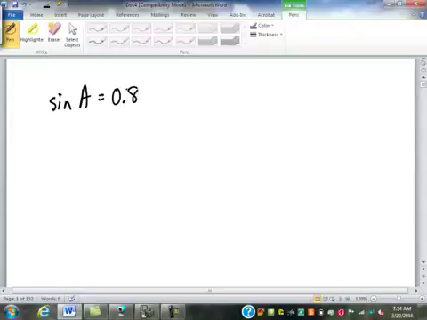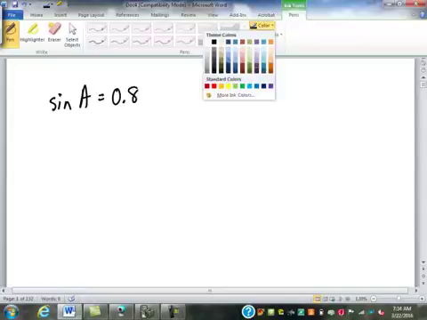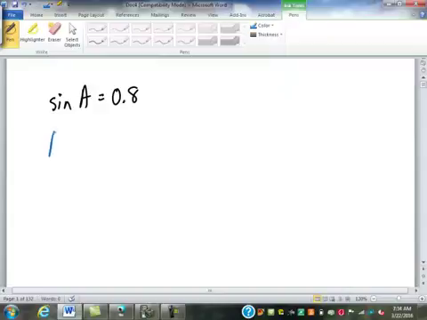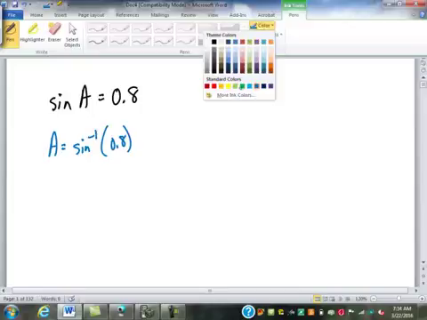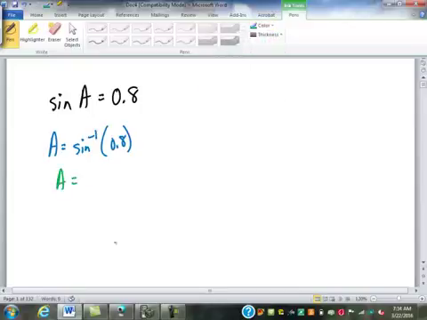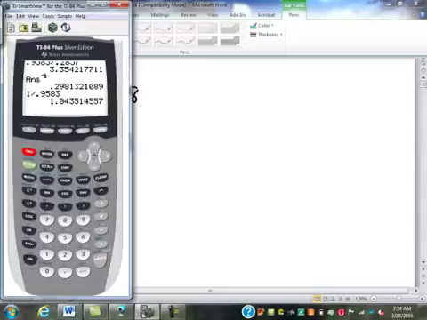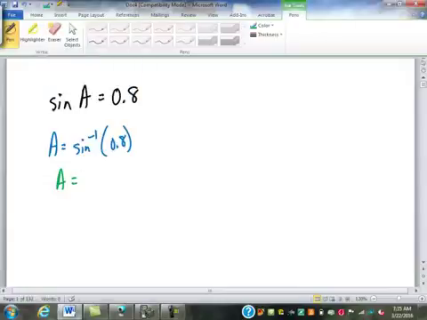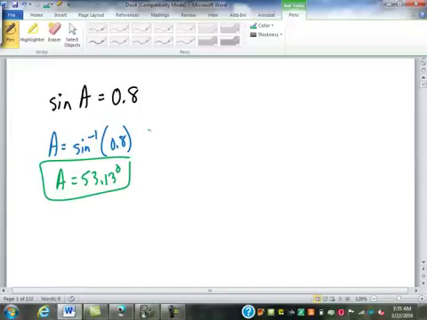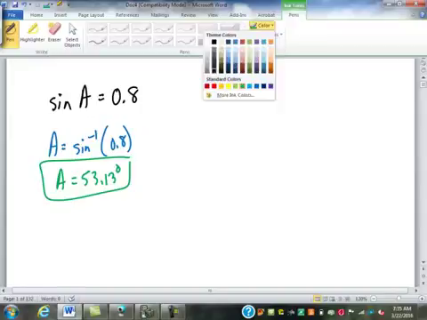something like this. The sine of angle A is 0.8. How did we find what angle A was? Well, we used the inverse sine, right? And in this case, that would tell us that A is the inverse sine of 0.8, 53.13 degrees. Is that the only possible answer?